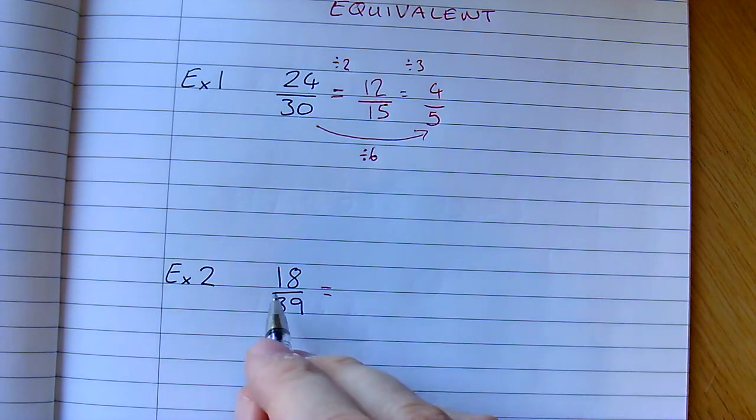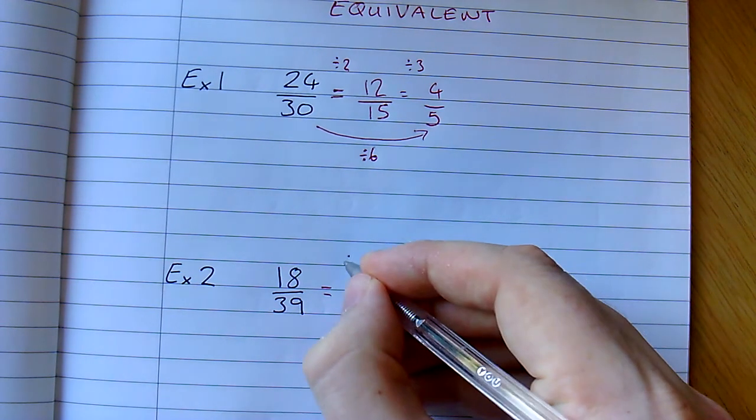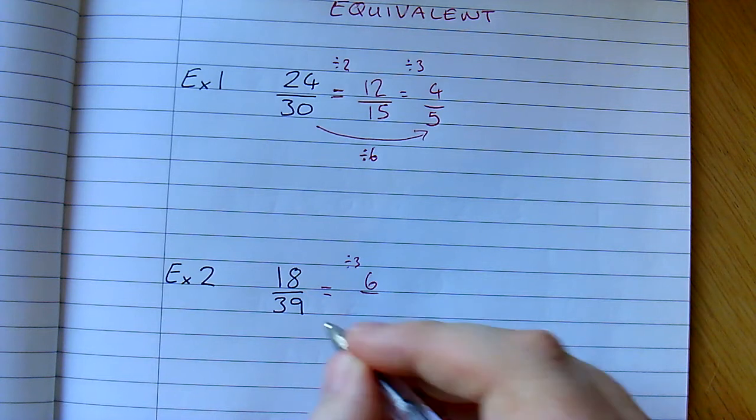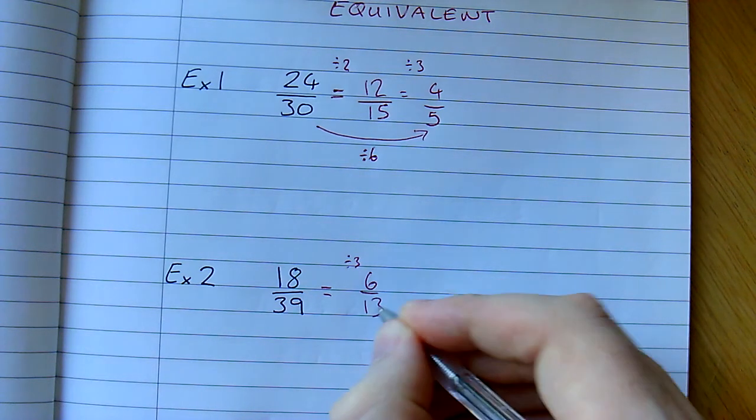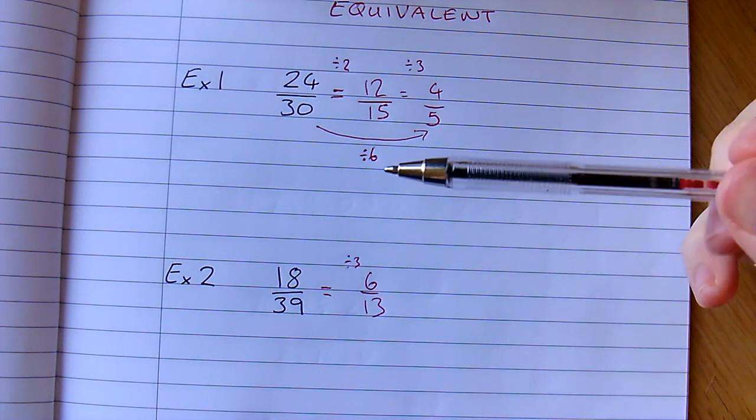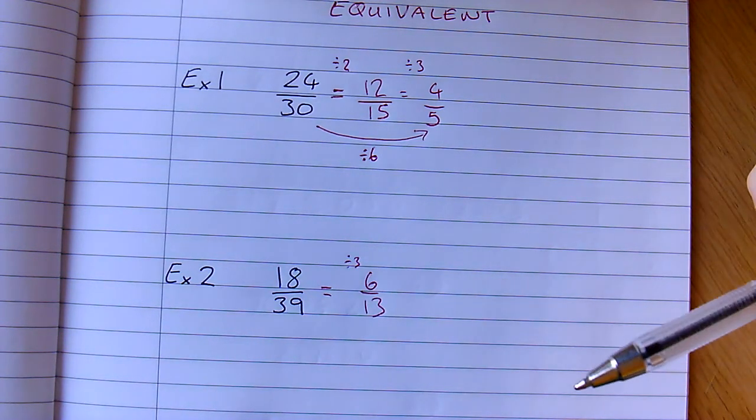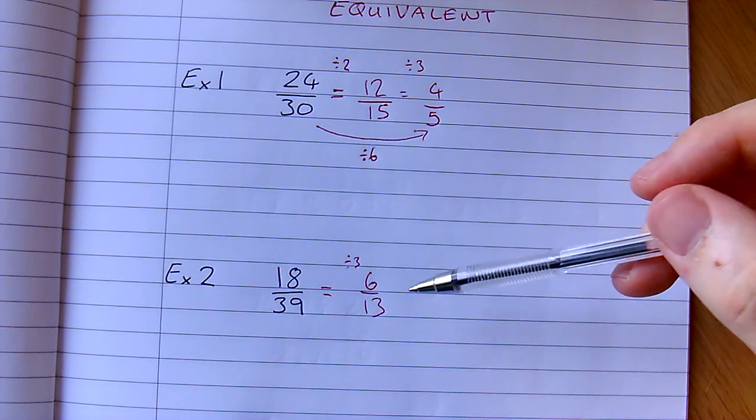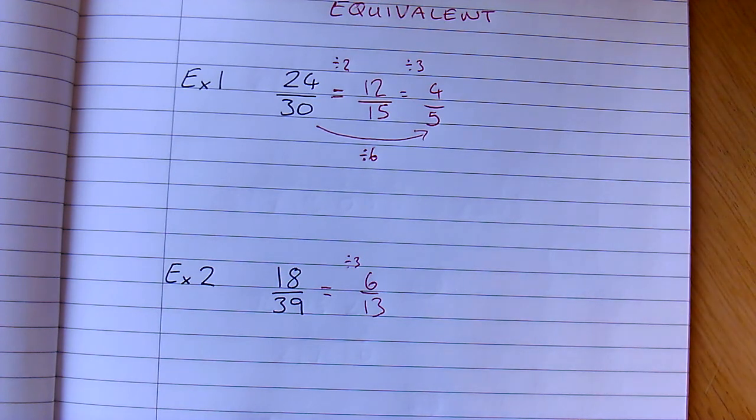So 18 divided by 3 is 6. 39 divided by 3 is 13. Now, here's the thing. 13 is a prime number. The only number I can divide 13 by is 1 and 13. Well, dividing by 1 is pointless. Nothing's going to change. And obviously 6 can't be divided by 13, so my answer is done.